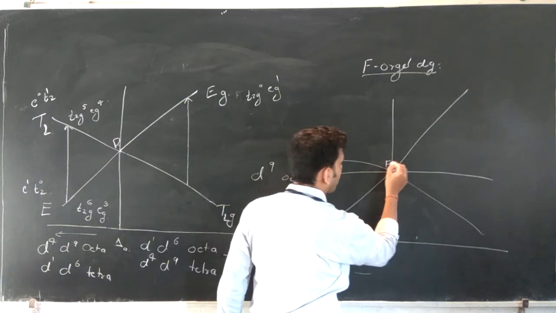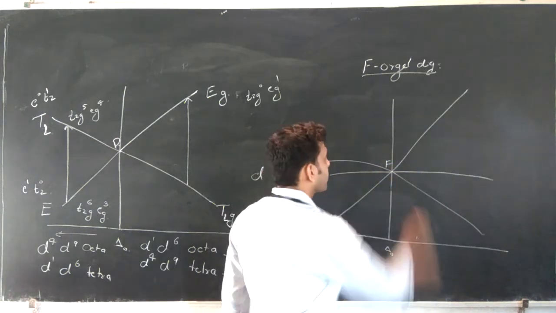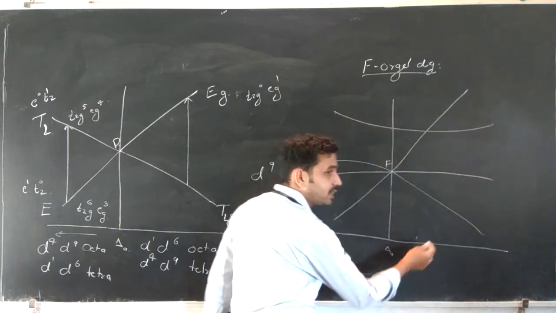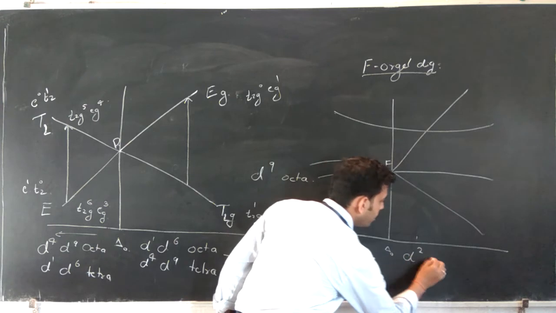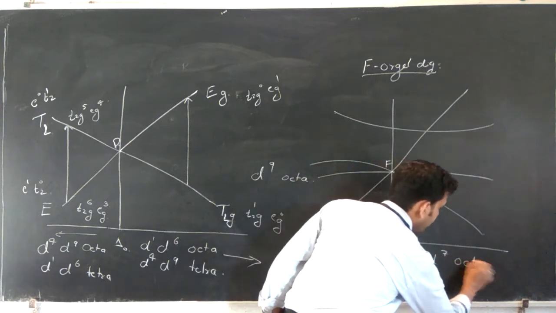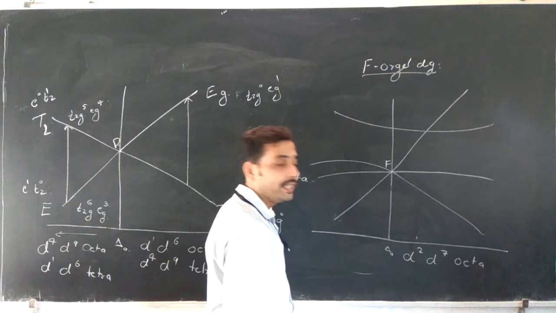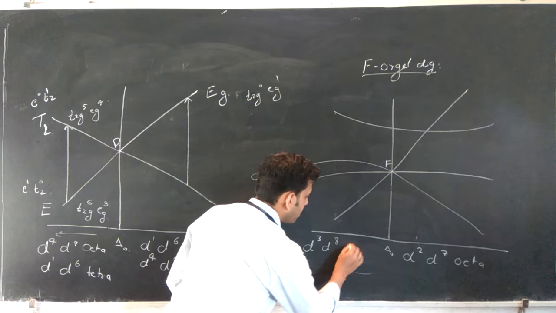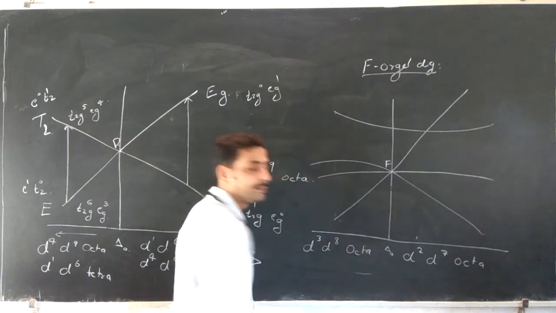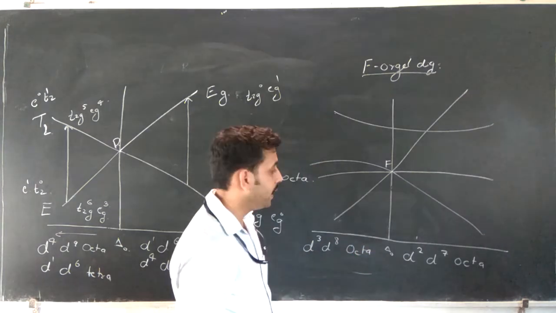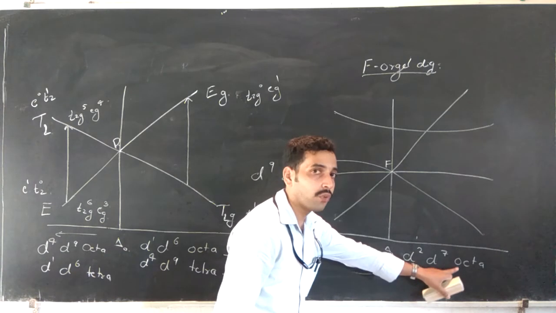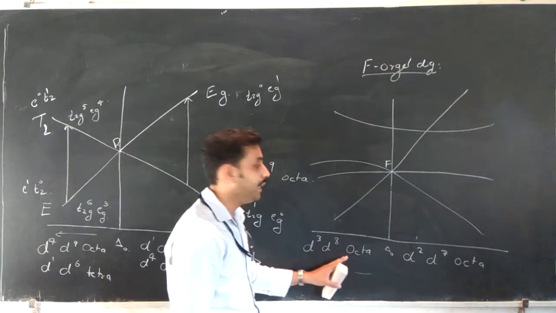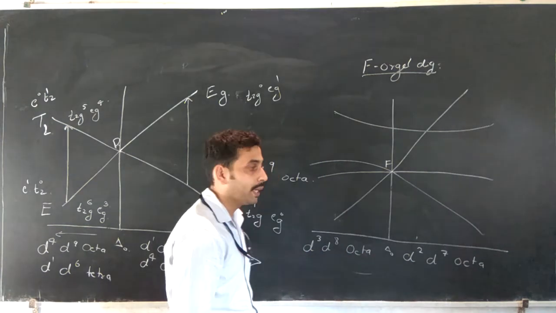that is the F Orgel diagram. First I will write the terms. d2, d7 of octahedral geometry is the reverse of d3, d8 of octahedral geometry. From the rule, I will explain that the d2, d7 system of octahedral geometry has the inverse energy diagram of the d3, d8 system of octahedral geometry.